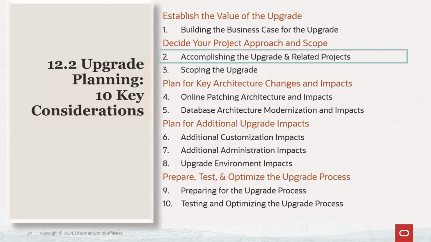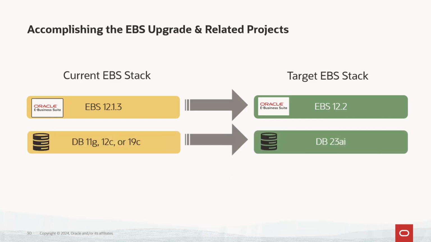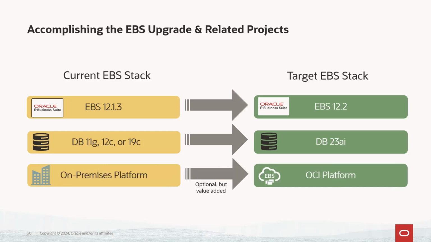Let's talk about some of the details of how you're going to undertake your project. In particular, let's talk about how you accomplish the eBusiness Suite upgrade along with some of what I'm calling related projects. Of course, we're going to talk about going from EBS 12.1.3 to 12.2, but there's an additional project that you may need to undertake along with that, which is to upgrade your database from either 11g, 12c, or 19c up to Database 23ai. And then there's an optional but value-added project, which is to move your eBusiness Suite deployment from your current on-premises platform to Oracle's cloud infrastructure platform.